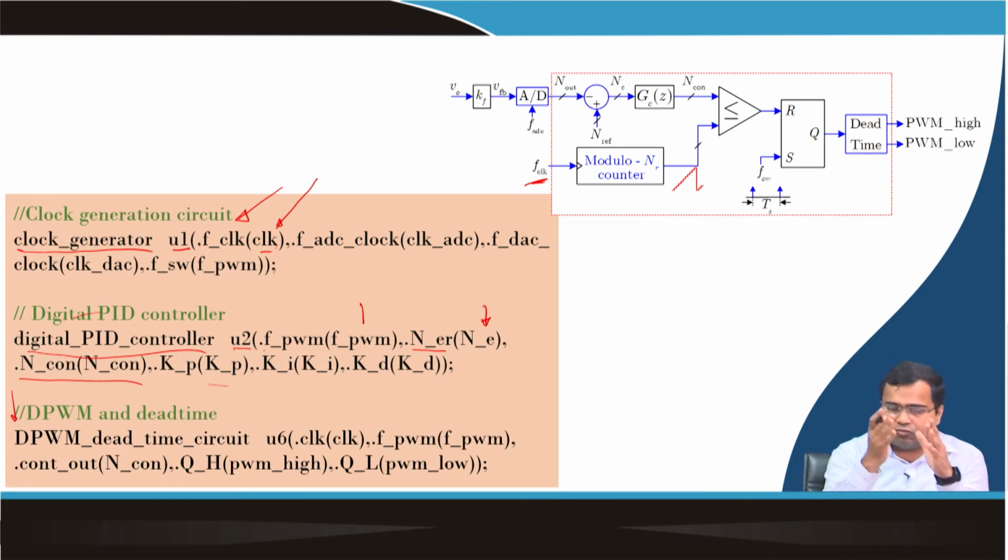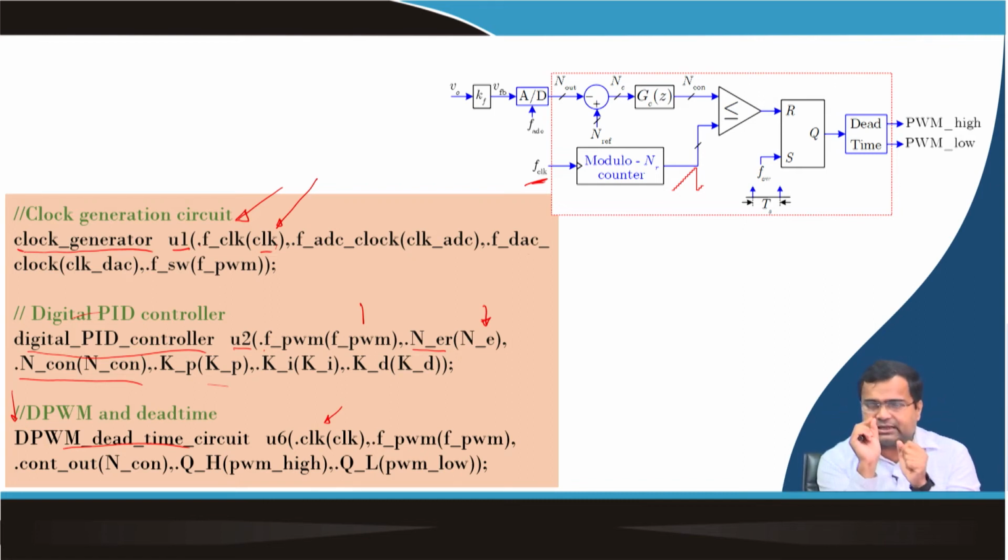It will create one sub module of clock generator, one sub module of PWM digital PID controller, another sub module of DPWM plus dead time. So, this is the circuit, and it again takes one of the inputs as a high frequency clock, because this clock is needed to adjust the dead time, because the resolution of the dead time is defined by the high frequency clock, that is our 100 megahertz clock.